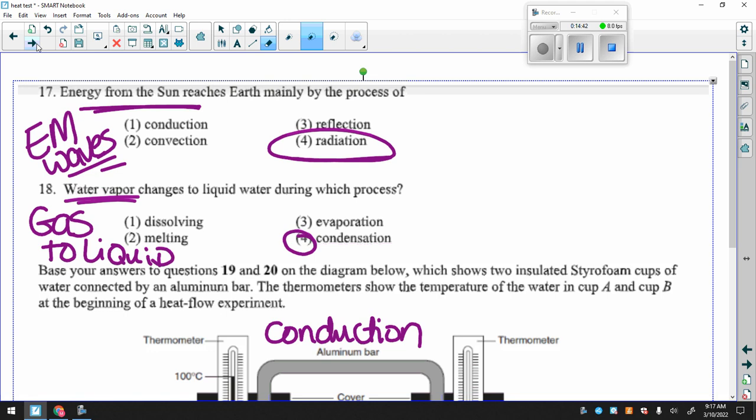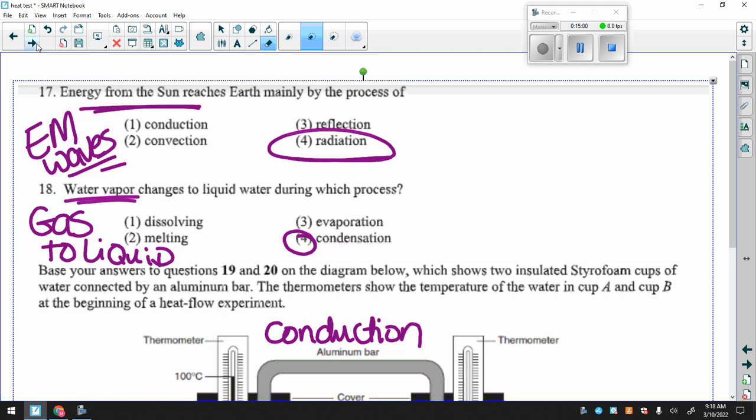Water vapor changes to liquid water. Water vapor is a gas. Gas changes to liquid. What is that called? Condensation. Thank you. Condensation is gas to liquid.